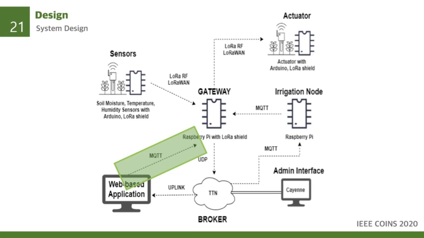Second, this is the process of how Element Farm remotely controls the irrigation system. If the farmer clicks the control button in the web-based application, the web server sends the data using MQTT.